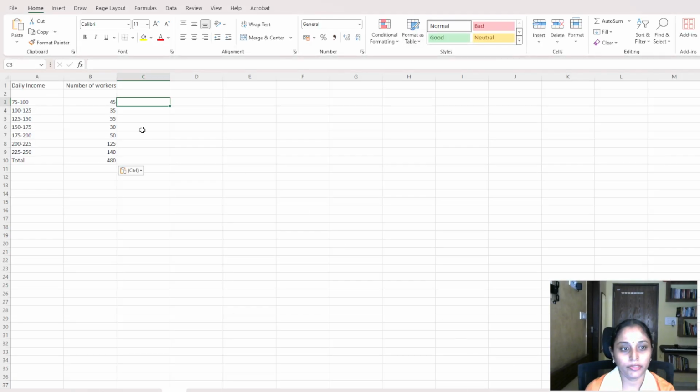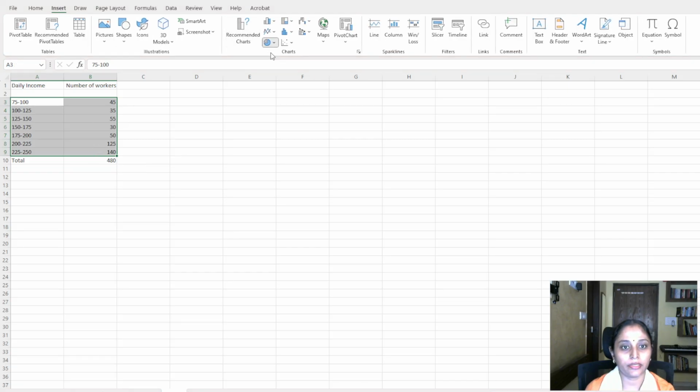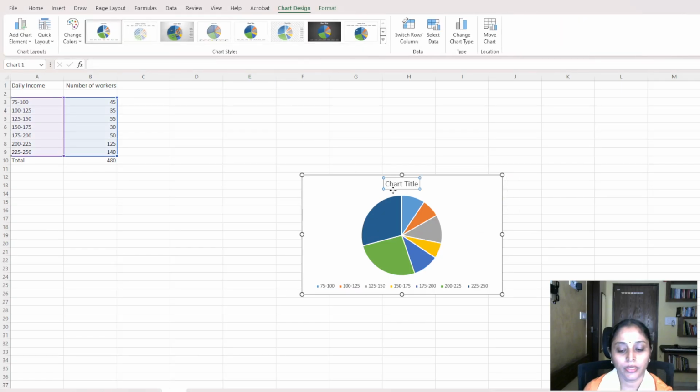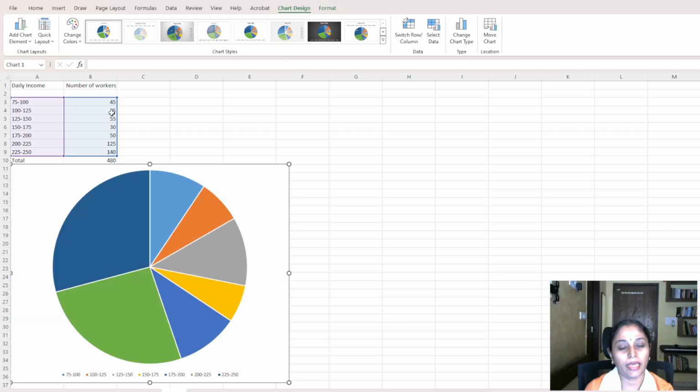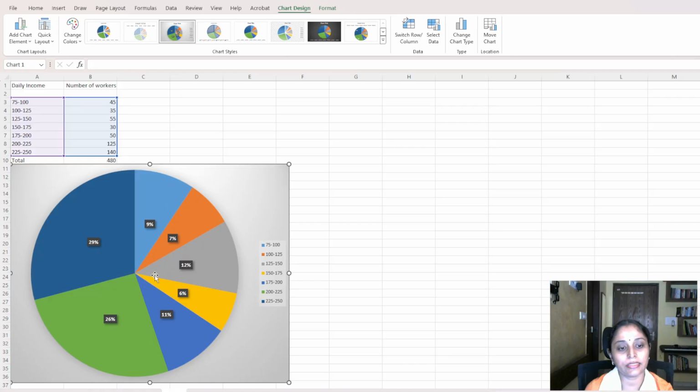So this is the data given to us. Let us look at the pie chart. Okay, so this is how the pie chart is going to look. Like I said, naturally, first you will be finding out the fraction and the corresponding angles, and then this is what you're going to get. Okay, clearly the dark blue is 29%, which is 225 to 250. So the maximum number of workers, close to one third, are getting a daily wage of 225 to 250, and so on, right?